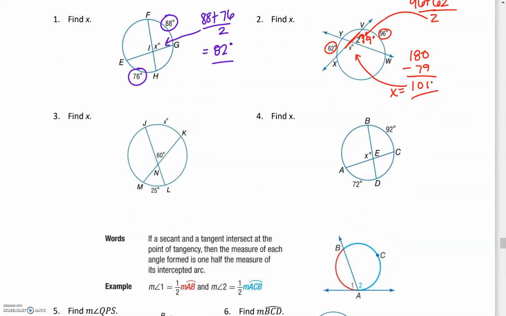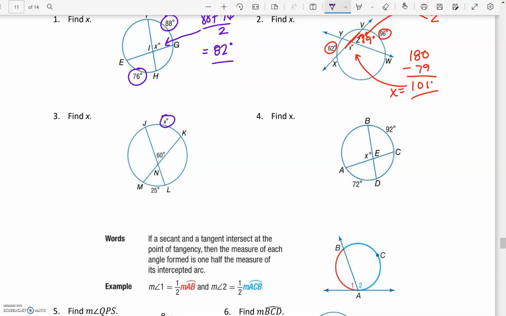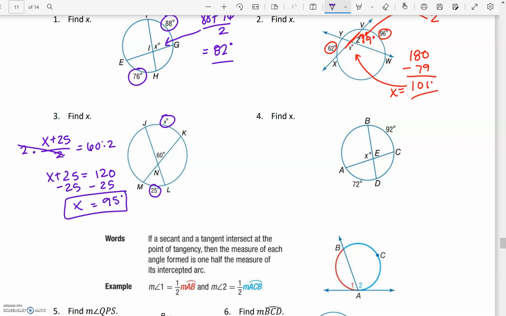Working backwards can also happen, where we take this arc plus this arc, X plus 25, and divide by 2, and together that's going to equal the 60 degrees right there. So working backwards, undoing division with multiplication by 2, X plus 25 is equal to 120, and then just subtract your 25. So we know that the arc JK's measure is going to be 95 degrees.